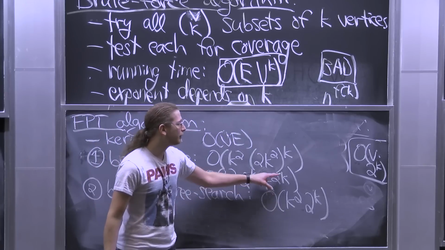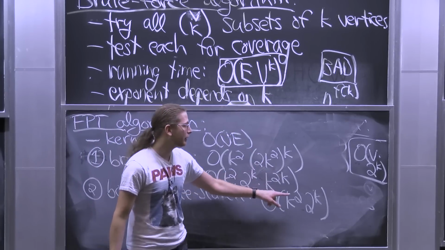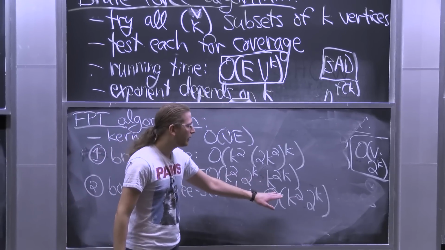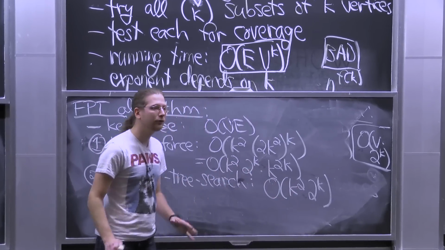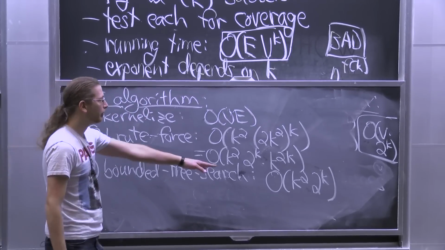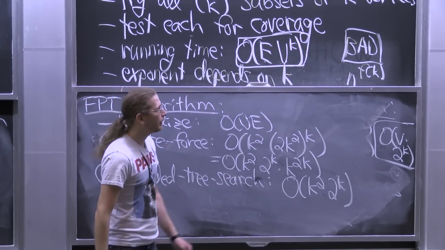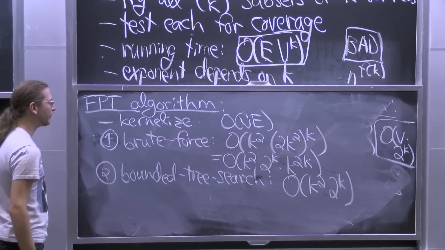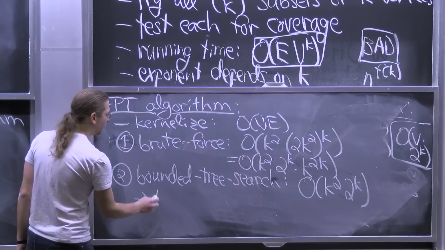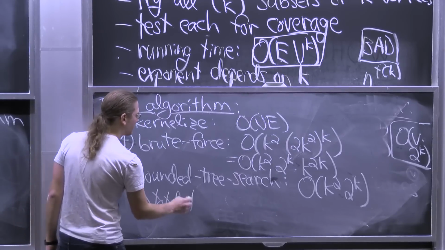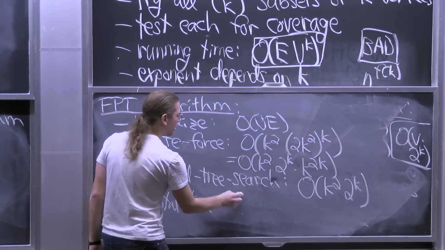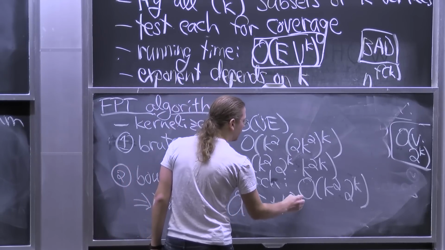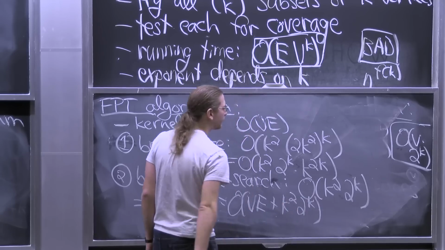This thing is like 2 to the k log k. This thing is only 2 to the k. So it's better. This is like k factorial, and this is just 2 to the k. So it's a big improvement. This will be a much more practical algorithm. So we run the kernelization. Then we run the bounded tree search algorithm. And so the total running time is, say, VE plus k squared times 2 to the k.